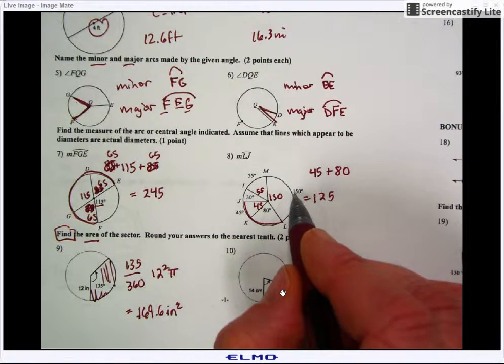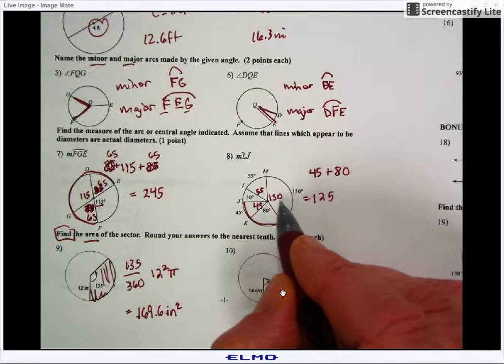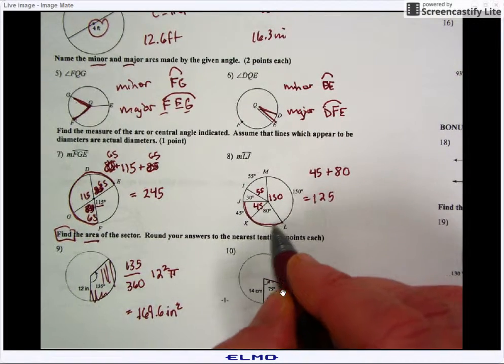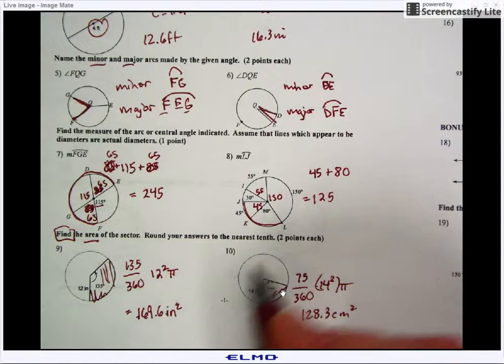On this one, they give you some arcs and some angles. I'd write them all as the central angle. They all add up to 360. And then that leaves you with 80 plus 45 is 125 for this.